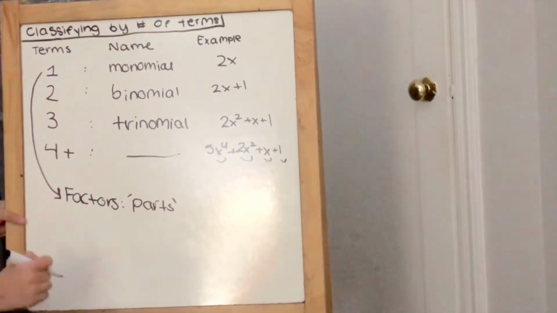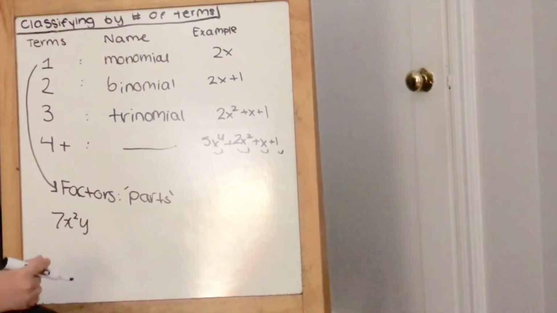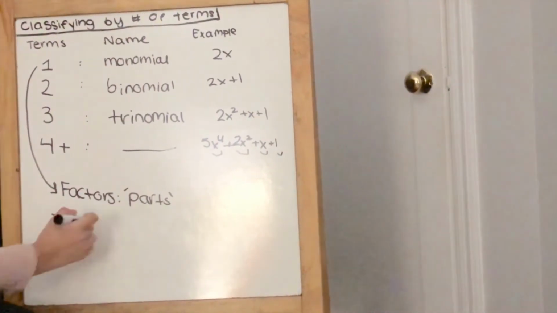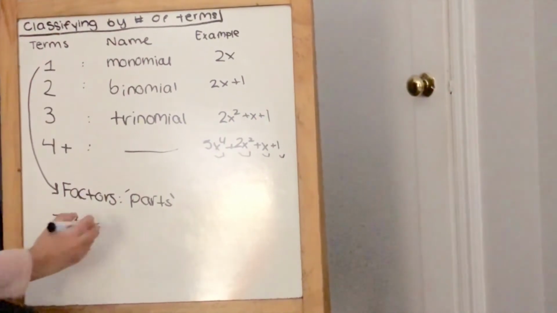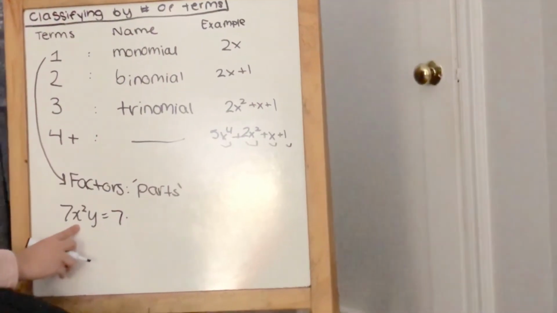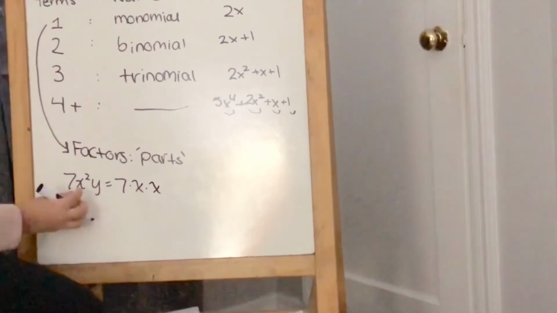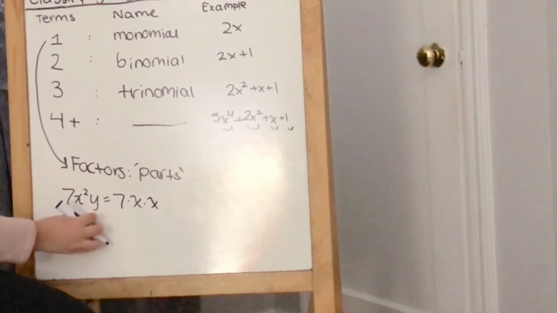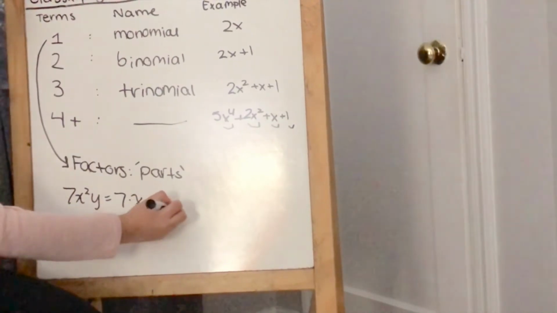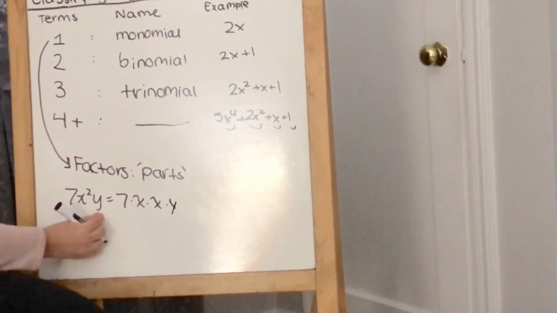And factors are the parts of the monomials. So if I took, for example, 7x squared y, we have to look at all the parts which are being multiplied together. So in this one, we have 7 times x squared, which in other words is x times x, because we're looking at all the smaller pieces which are being multiplied together. So 7 times x times x times y. So these are all the factors in this one monomial.